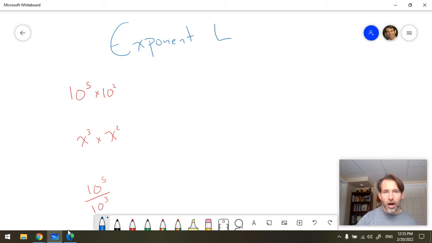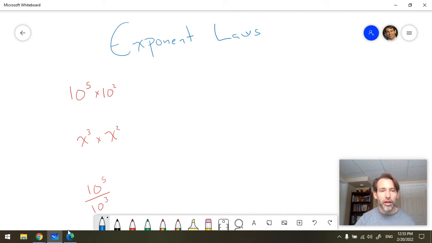Exponent laws. These are the laws of working with exponents. And if you forget them, you can always teach yourself again by expanding things as multiplication and noticing the patterns, which is what we've been working on in class.